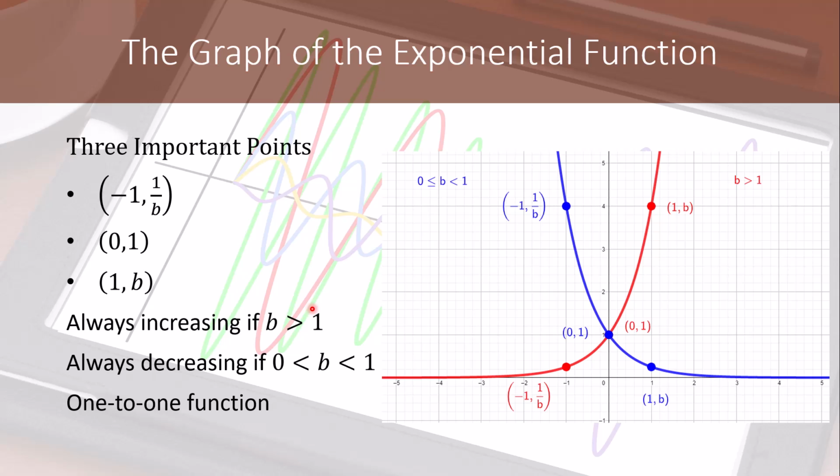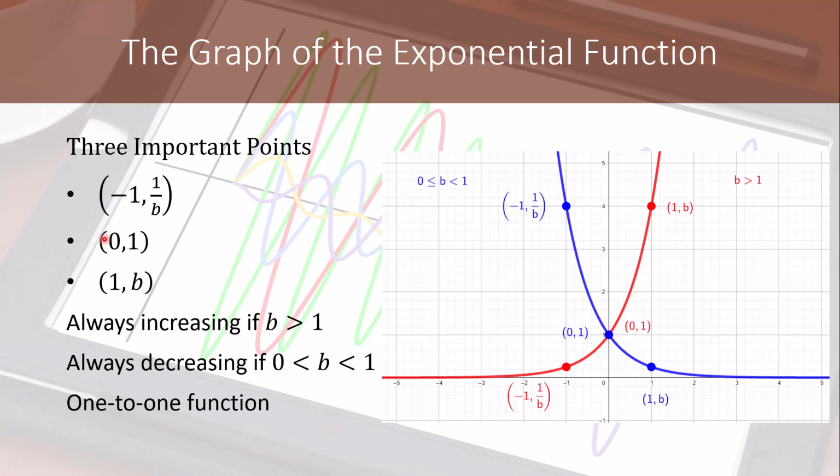Now, also what you can notice is that there are 3 important points when we are looking at exponential functions, and they are somewhat helpful in determining what the value of b is for that particular function. And these are the 3 points. The first one is (-1, 1/b). Now, if b is greater than 1, then this point will be less than 1. If b is between 0 and 1, then this point will be greater than 1.